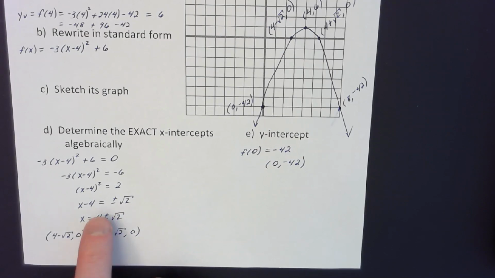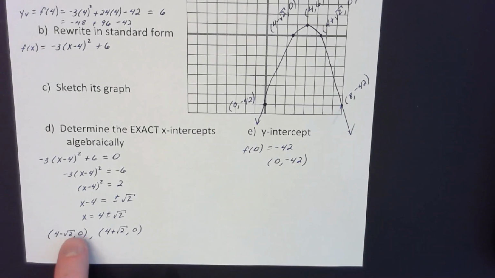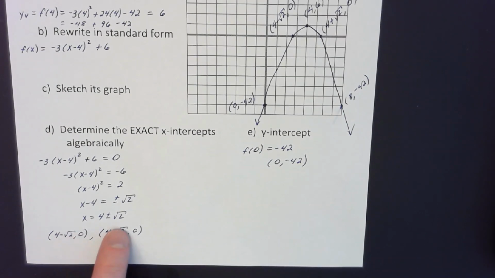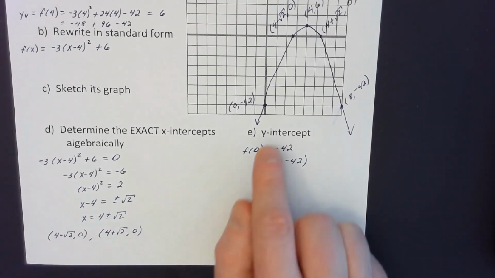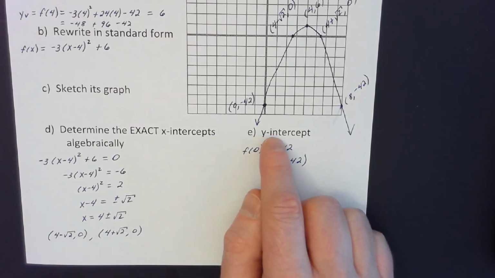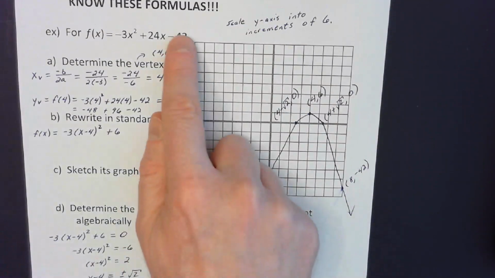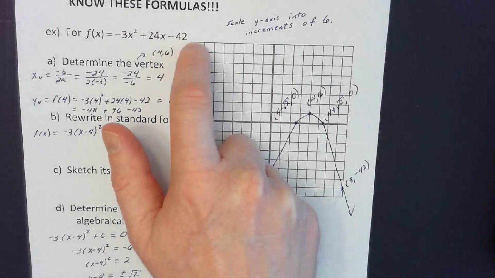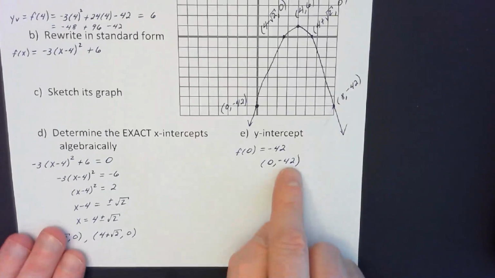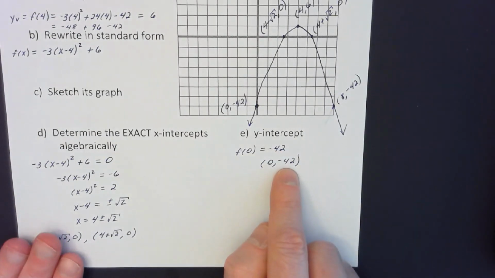So the smaller one is going to have the x component of 4 minus the root of 2 and a y value of 0. The larger x-intercept is going to be 4 plus the root of 2, and again have a y value of 0. The y-intercept, super easy in this problem. We always just remember it's when x is 0. Well, if x is 0 in this problem, the y value is just the constant, the negative 42, which is what I plugged in here.